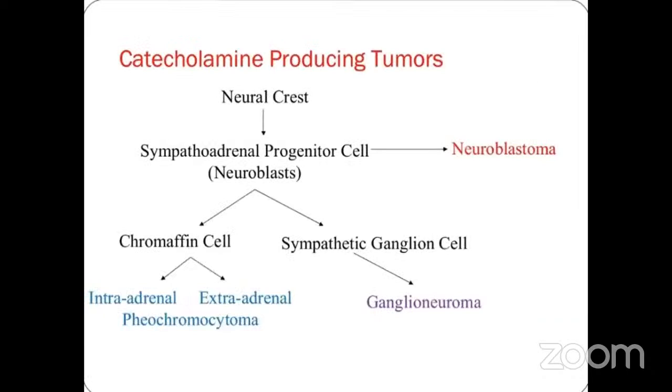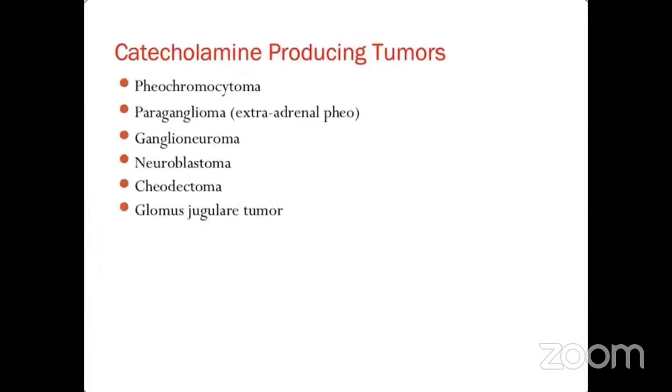These catecholamine producing tumors are produced from various cells like neural crests, chromaffin cells, and sympathetic ganglion cells. A tumor produced from neural crests is named neuroblastoma, and a tumor produced from the chromaffin cell, whether intraadrenal or extraadrenal, is called pheochromocytoma, and a tumor produced from the sympathetic ganglion cells is named ganglioneuroma. So overall, catecholamine producing tumors are pheochromocytoma, paraganglioma, ganglioneuroma, neuroblastoma, chemodectoma, and glomus jugulare tumor.